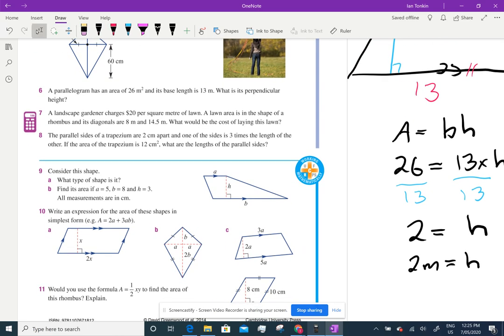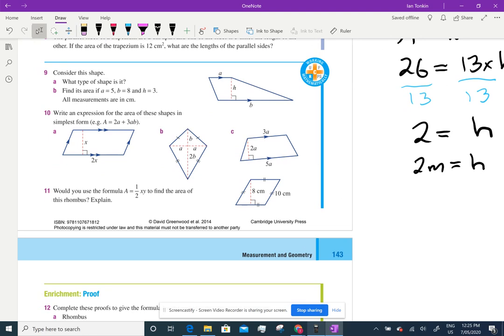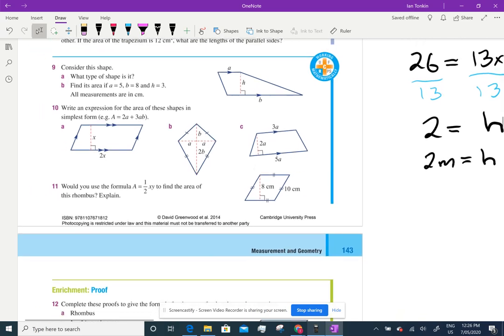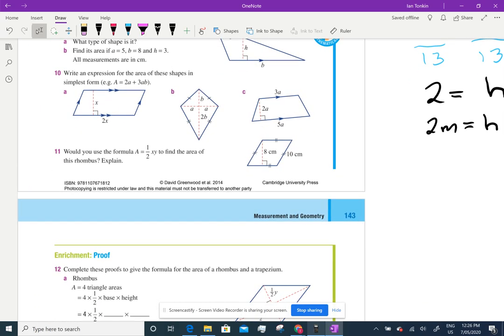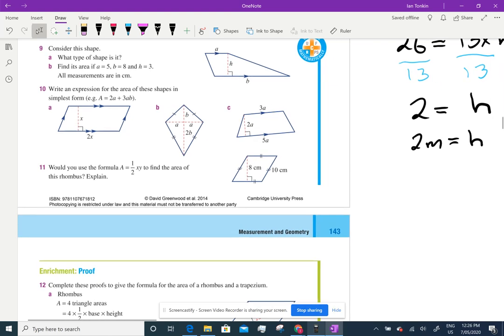7, 8, 9, 10. Do we have to do 10? 10, 11, and 12. I'll do one of 10. And I'm going to do 11 with you, but I want you to have a go at it first. So I'm going to do 10C because it's the hardest. The other ones are pretty easy. 10C.